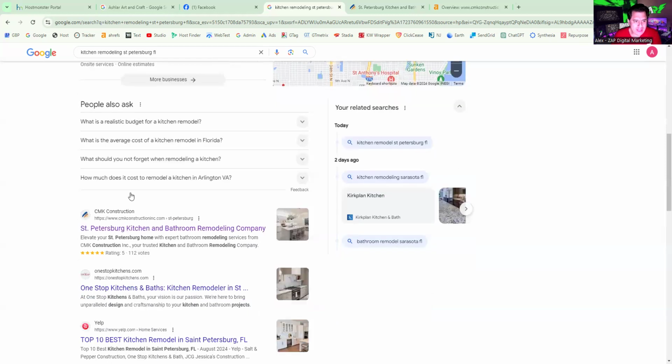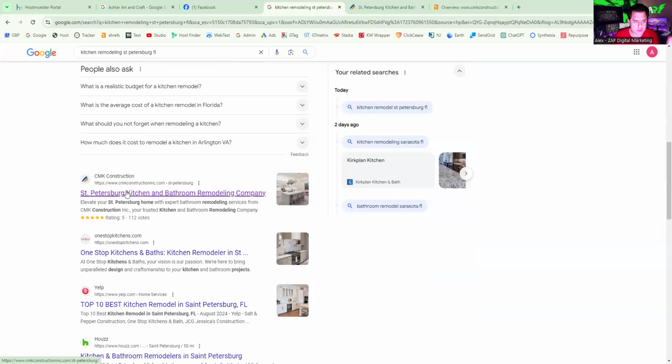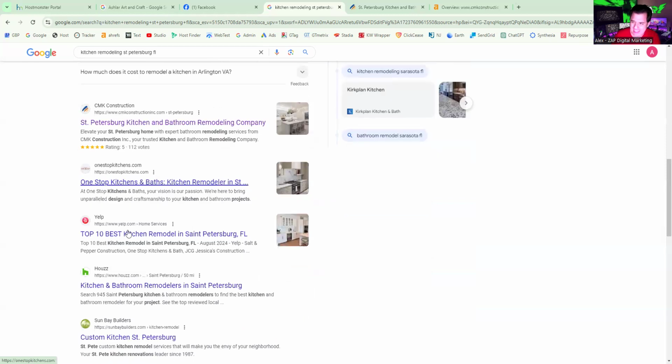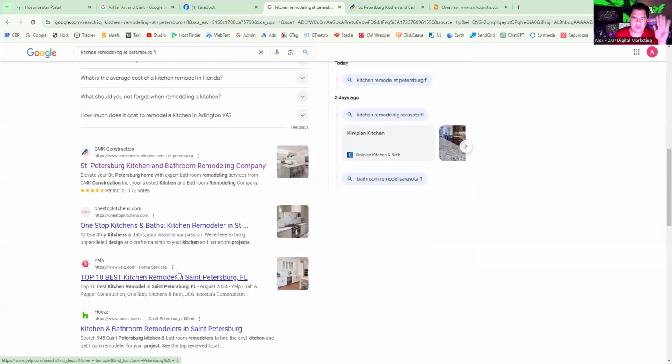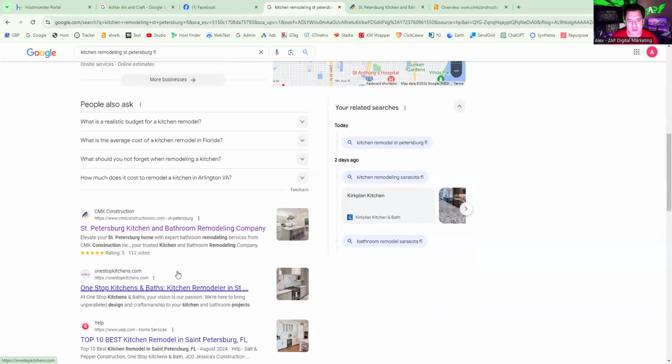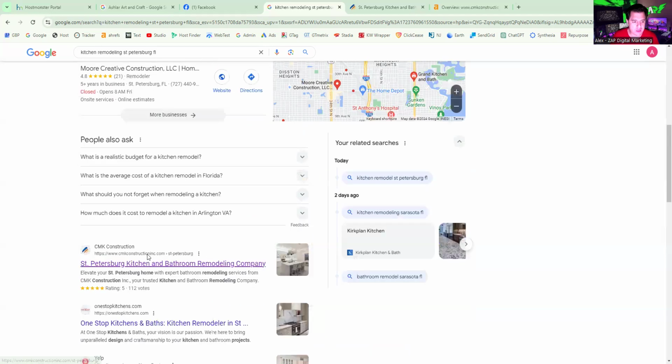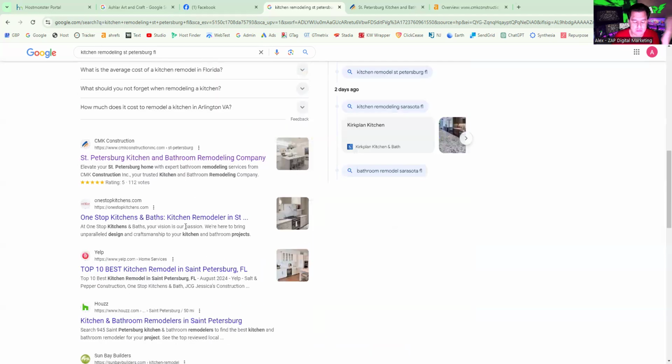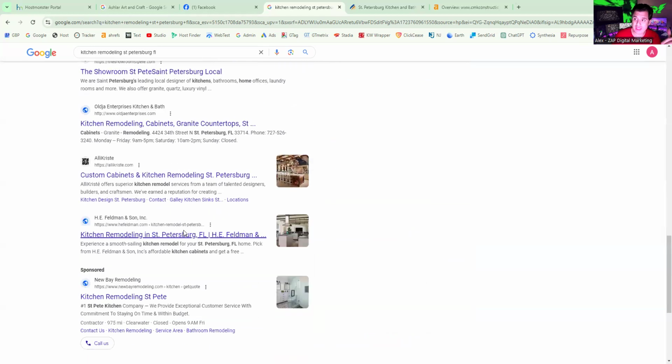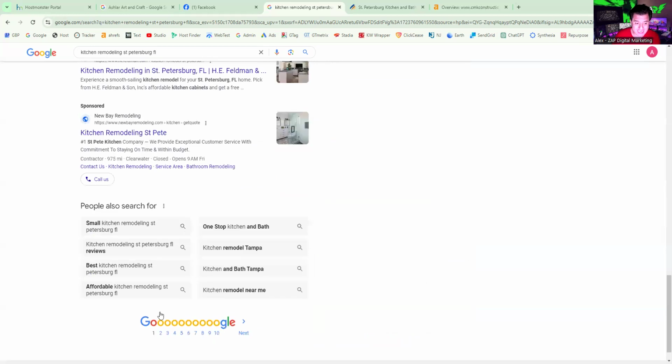And then we have number one, this guy, CMK Construction. Number two, we got onestopkitchens.com. Number three, we got Yelp. But just for you to know, almost 70% of the people that do a Google search go for the top three here and the top three over here. That means less than 30% will actually scroll all the way down to the bottom of the page or go to the second or third page.